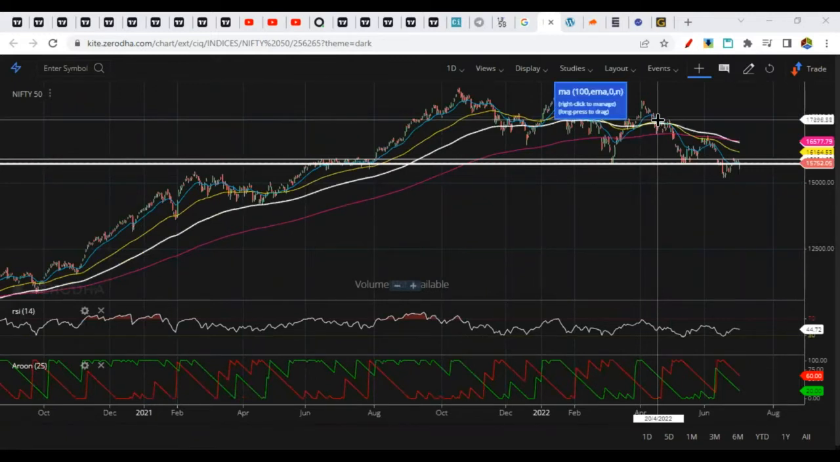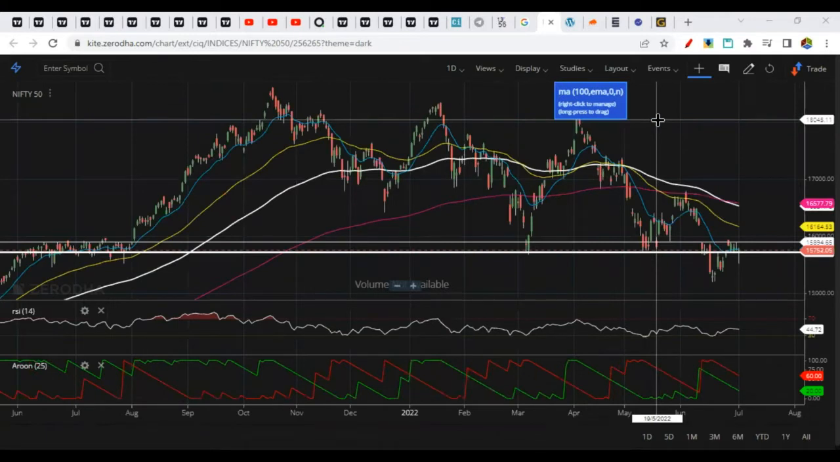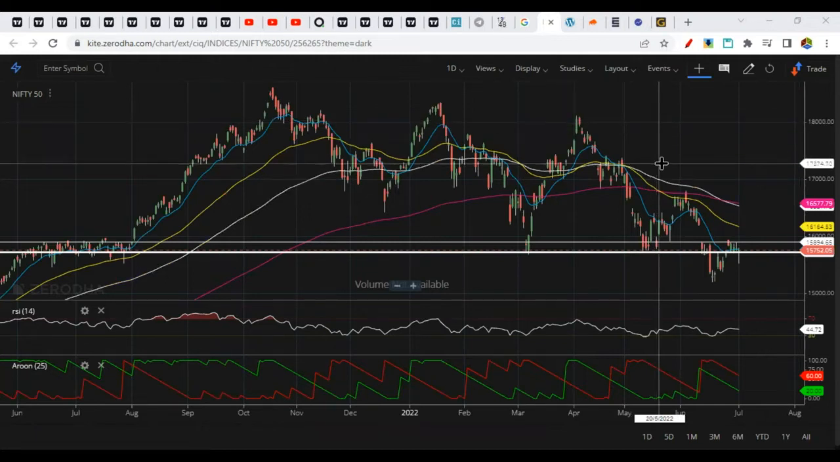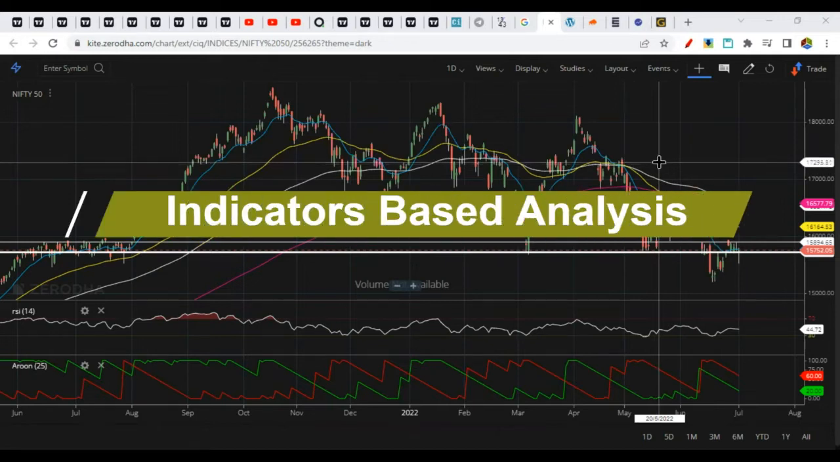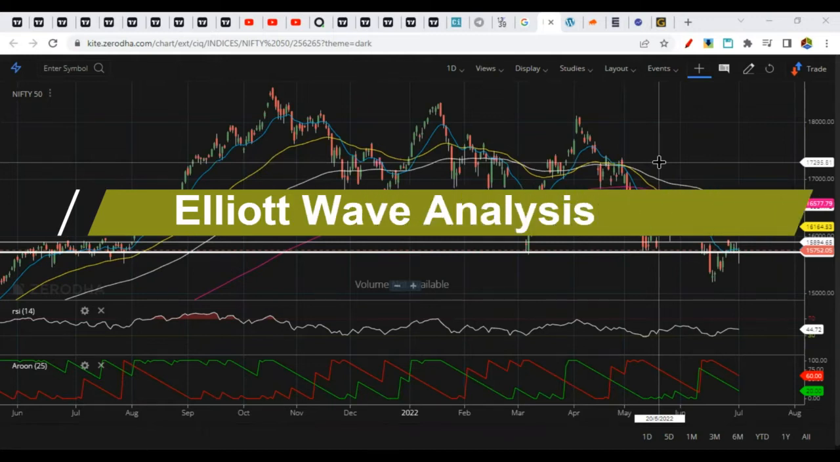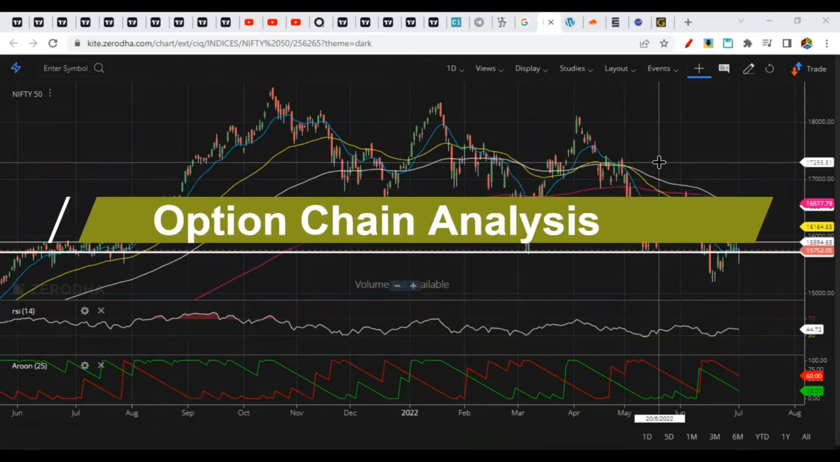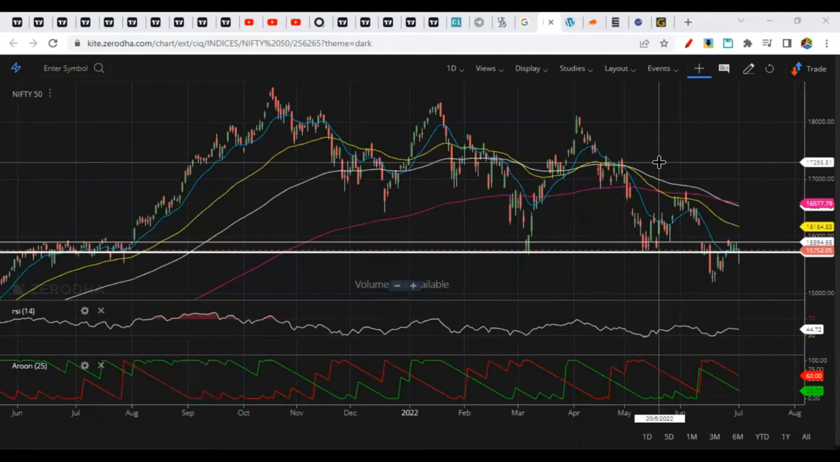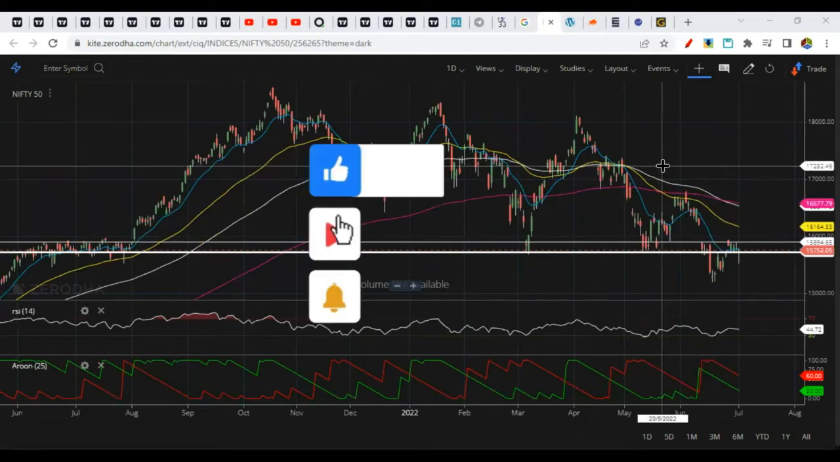We are going to do the Nifty analysis for next week, the first week of July, and we'll try to understand what the move of Nifty will be for the whole next week. We will do the analysis with indicators, then we'll check with Elliott Wave, and lastly we will check with the option chain and try to understand what is going to happen in the market for the next 1 week.